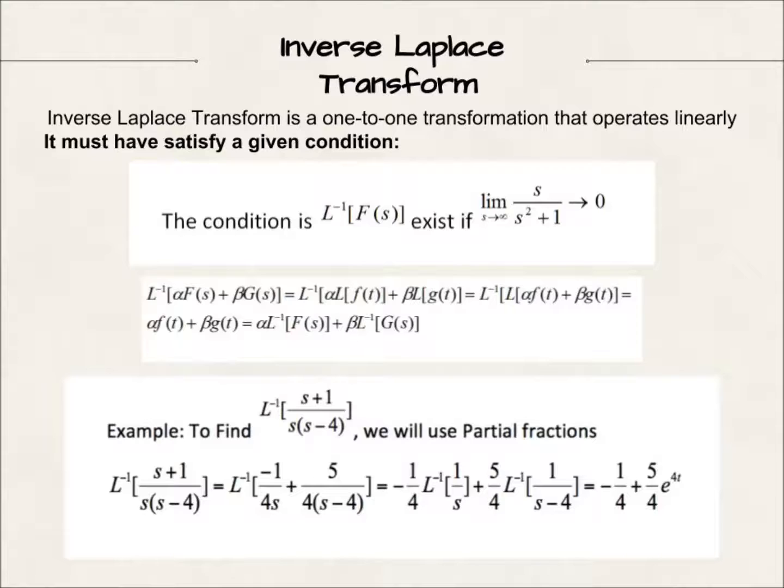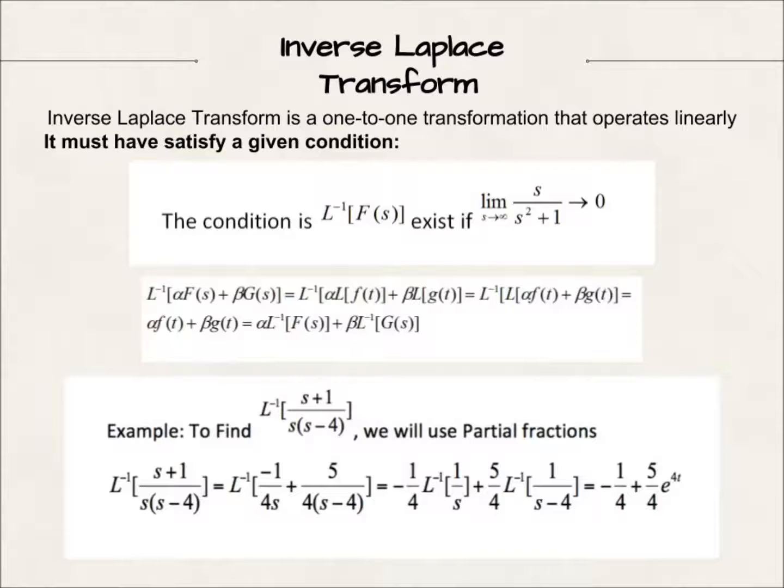Now, to prove that the Laplace inverse transform is a linear transform, let us look at this proof. The Laplace inverse of F of s plus G of s is equal to the Laplace inverse of the Laplace transform of f of t plus g of t, because of the linear property of the Laplace transform. The Laplace inverse and Laplace transform cancel, hence proving that the Laplace inverse is a linear transform.